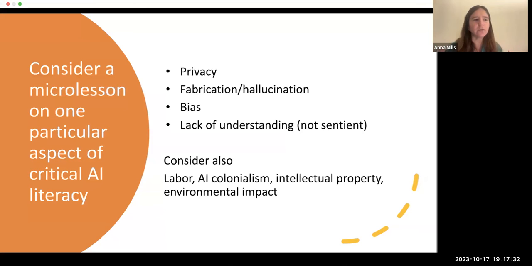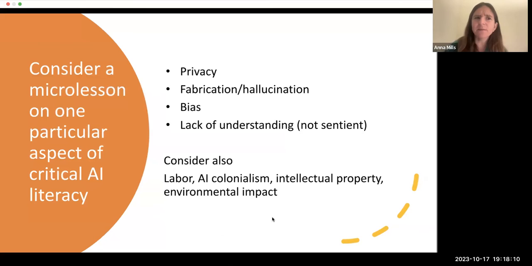But we might also consider a micro lesson on a particular aspect of critical AI literacy that we consider crucial before students are going to interact with these systems. We might talk about privacy, fabrication when they make things up, bias, and this lack of understanding. We might also do labor, AI colonialism, intellectual property, environmental impact. I haven't gotten micro lessons for those last 4 yet, but I would like to.